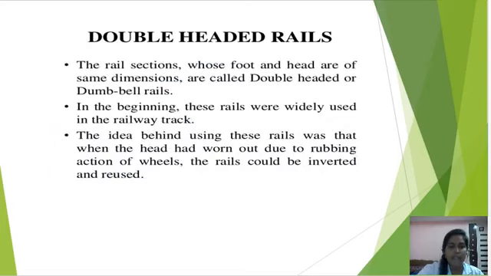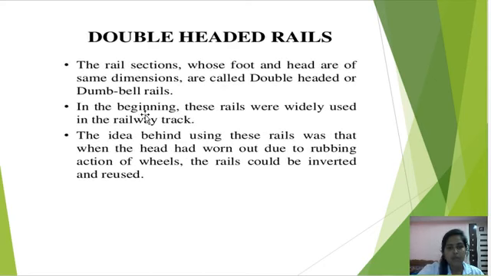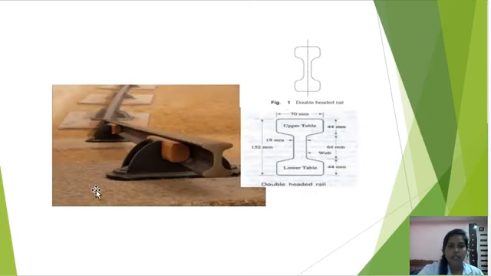But what happened is, due to the impact of the loads acting on the rails, the bottom portion also got somewhat damaged. So the idea was fully flopped, and this type of rail is not in use in Indian railways nowadays. Double-headed rails are also known as dumbbell rails. In the beginning, these rails were widely used in the railway track, but due to the idea flopping, now they are not using these rails. Next, this is the chair and this is the wooden key.